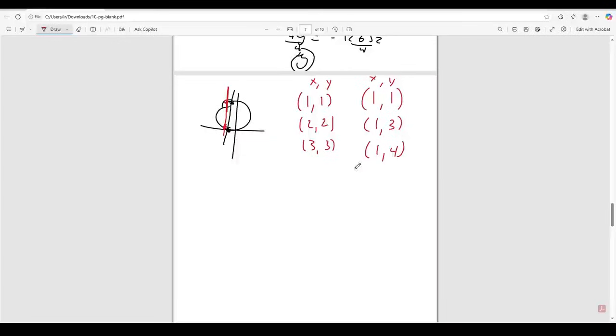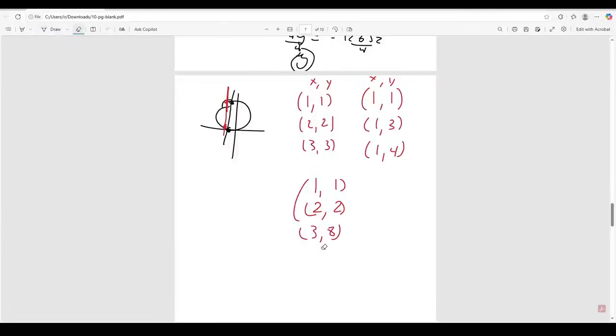Now, I'll ask you this question. What if I had the points (1, 1), (2, 2), and (3, 8)? Would that still be a function? Yes, it would still be a function. Why? Because you're not repeating x values, okay? Every single x value has a unique output, okay? 1 has a unique output of 1. 2 has a unique output of 2. 3 has a unique output of 8, okay?